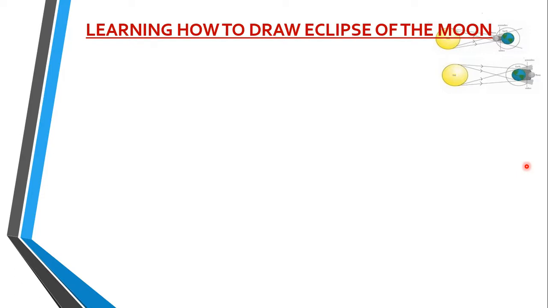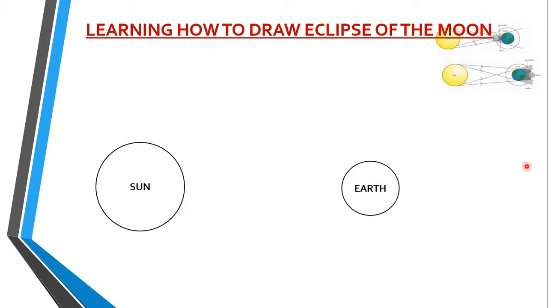Now the procedure is very similar to that of eclipse of the sun, just that the arrangement is different. We will have earth in the middle instead of the moon. So now let's move on. Again, you start with your sun. The sun is drawn. Then you draw your earth. So these two diagrams are very important. Again, they should be distance apart.